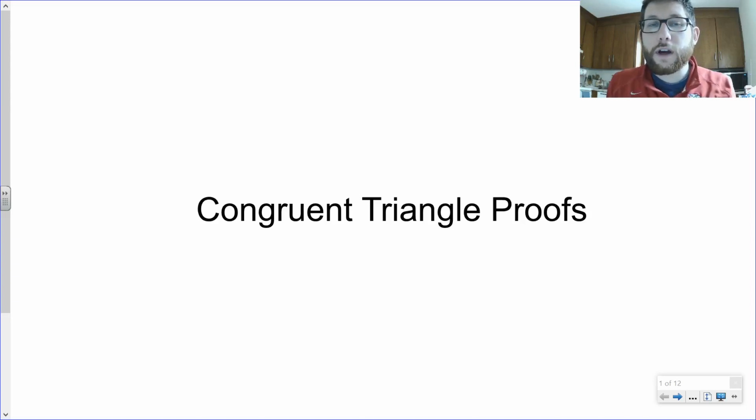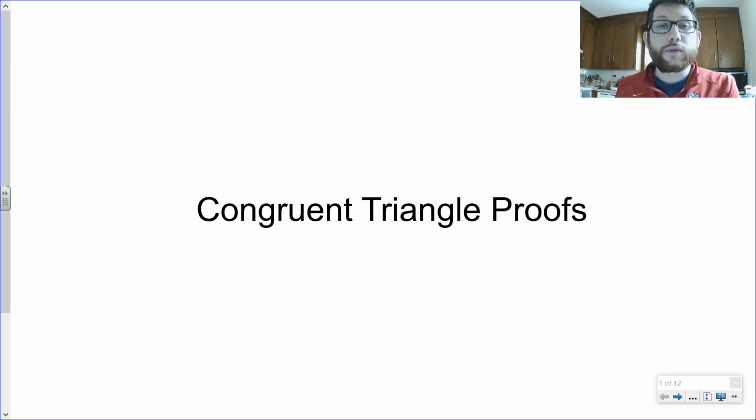So now that we've talked about congruent triangles and identifying different types of congruent triangles, like side, side, side, side, angle, side, and so on, what we want to move into now is kind of the bigger picture of congruent triangles, and that is congruent triangle proofs.